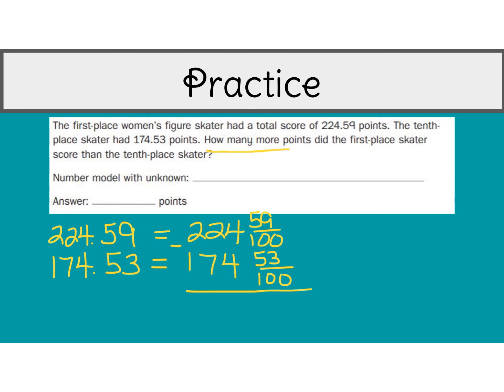So we'll start with the fraction portion of the problem. 59 minus 53 is going to give us 6 hundredths. And then we'll do the 224 minus the 174. So we've got 4 minus 4, which is 0. Can't do 2 minus 7, so we're going to have to regroup. And we get 50 and 6 hundredths, and then we're going to turn that back into a decimal, which would look like this. So this would be one way to solve the problem.